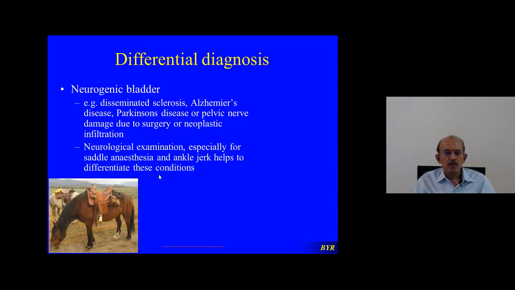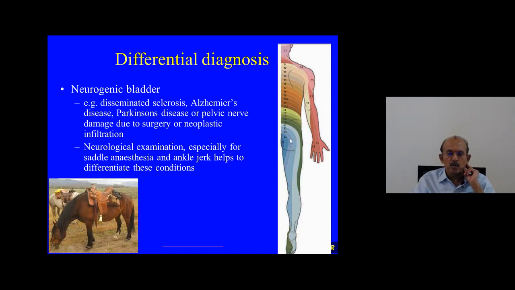So in neurogenic bladder also we have seen atony and then automatic bladder. There can be frequency and difficulty in micturition, so you have to differentiate BPH. If it is transection of the cord, then there will be paraplegia. But in these conditions, there will not be any paraplegia. If it is a lower motor neuron lesion, then the patient will not have any paraplegia. You will have only the pelvic neuropathy. So neurological examination, especially for the saddle anesthesia and ankle jerk, helps to differentiate these conditions.